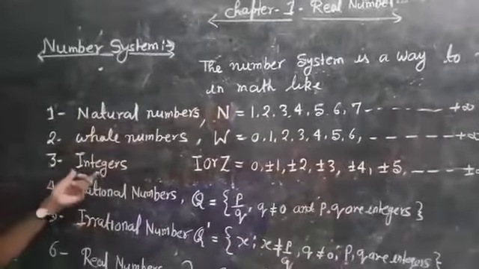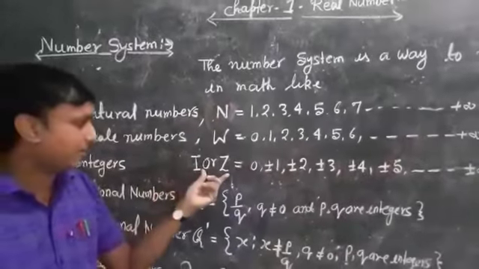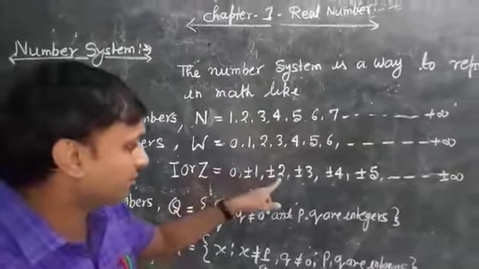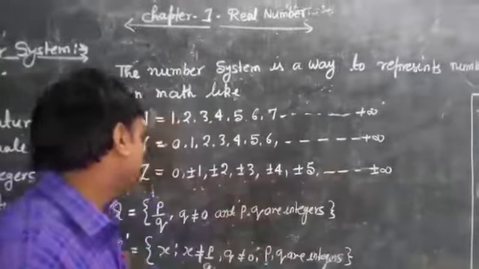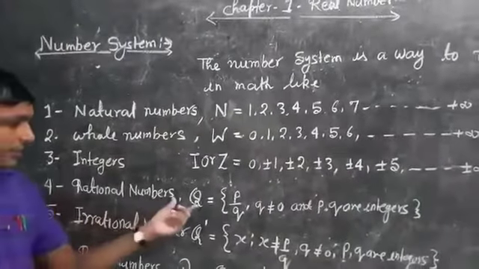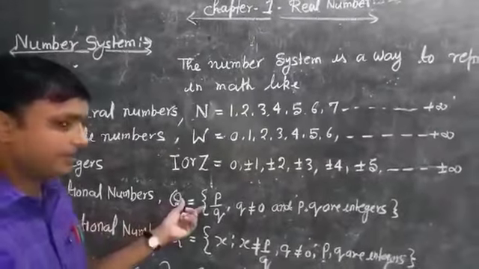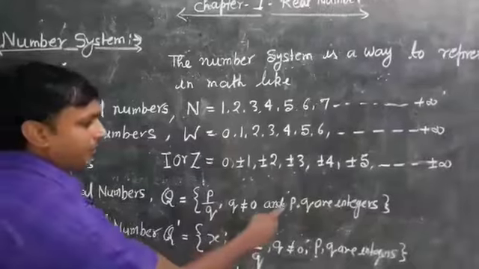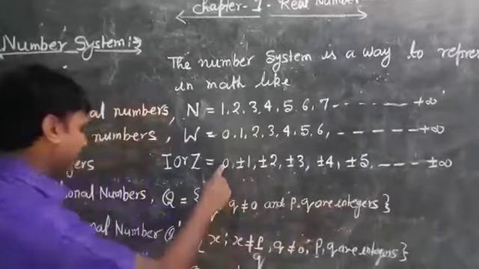Third, integers. They are represented by capital I or capital Z and defined by 0, plus minus 1, plus minus 2, plus minus 3, plus minus 4 and so on. Fourth is the rational number, which is denoted by Q and defined by p by q, where q is not equal to 0 and p, q are integers, that is, p, q are elements of Z.